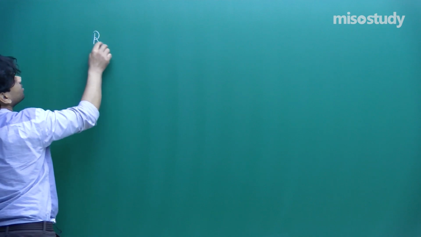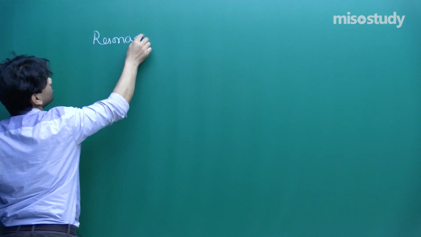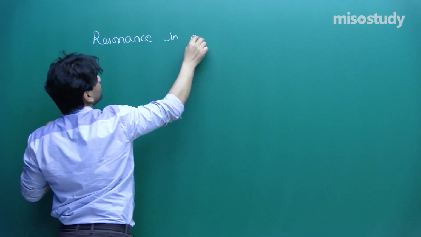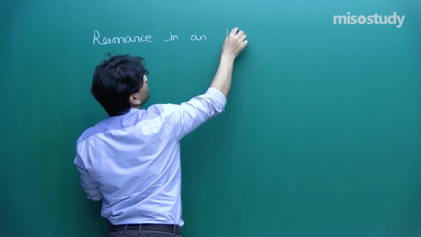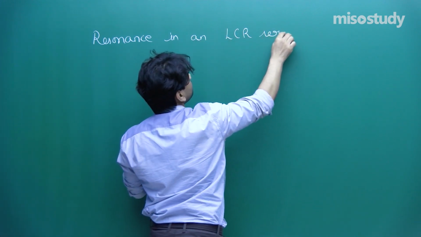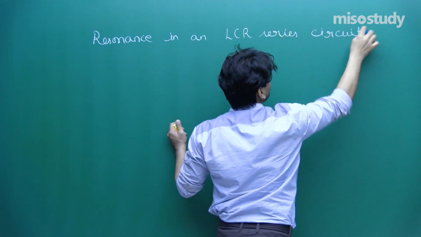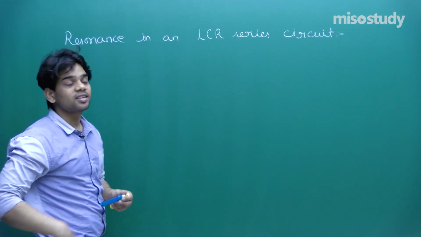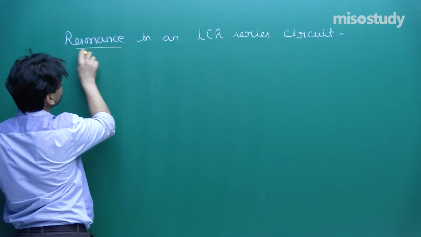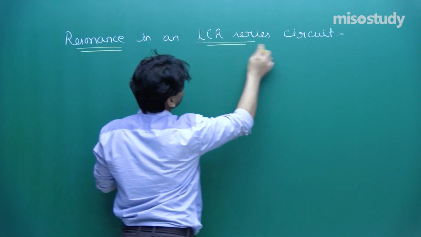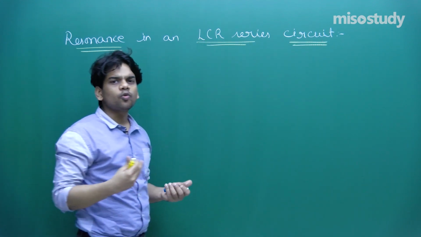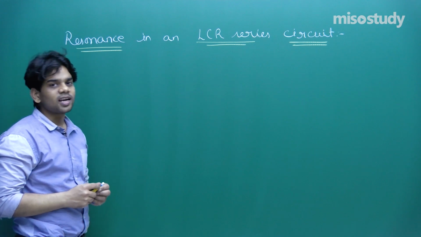Now we'll proceed from where we left off in the last class. We'll talk about resonance in an LCR circuit. Let's try to understand what resonance is in an LCR series circuit. When I say resonance in an LCR series circuit, we have already seen the phase difference between current and voltage, and how to find the impedance in the case of an LCR series circuit.